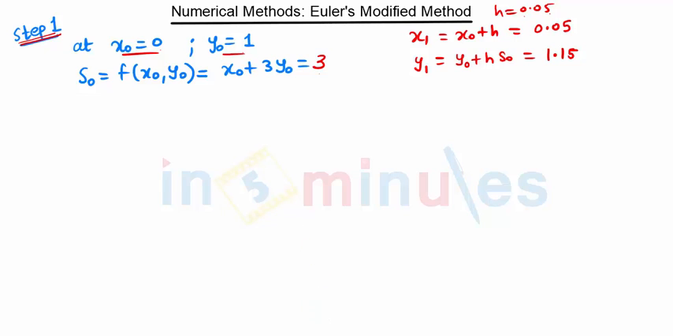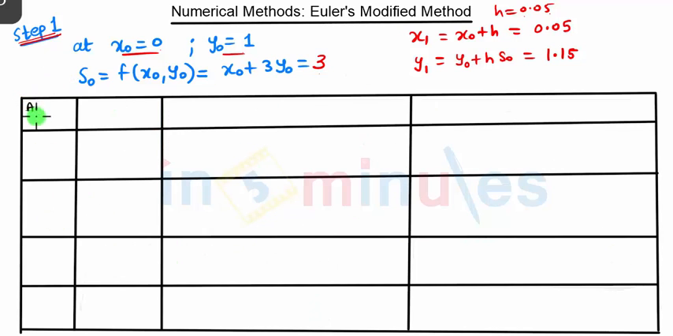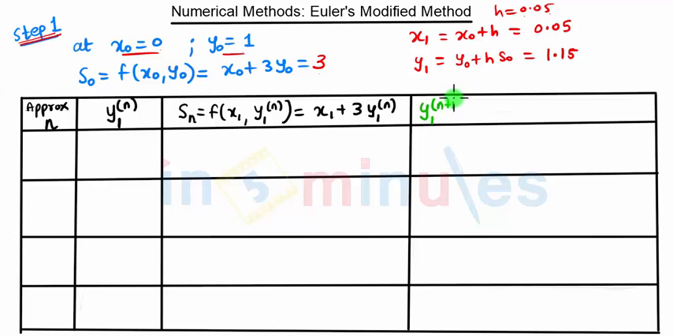Now we will draw the table. This is our table for step 1. Here we write the approximate value n. Then here we will have y1 of n. Then here it will be s of n. Here we will have f of x1 comma y1 of n. So here we will have x1 plus 3 times y1 of n. Then y1 of n plus 1 is given by y0 plus h by 2 times s0 plus sn. So these are the basic things which you should remember in Euler's modified method.